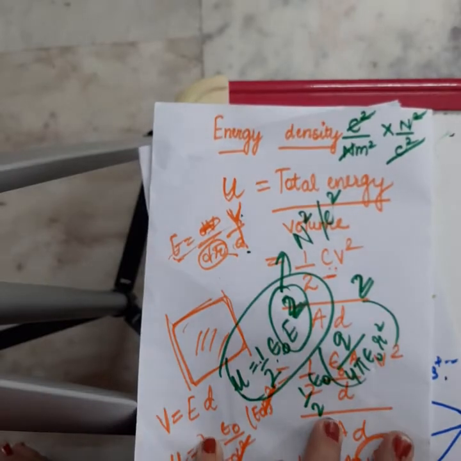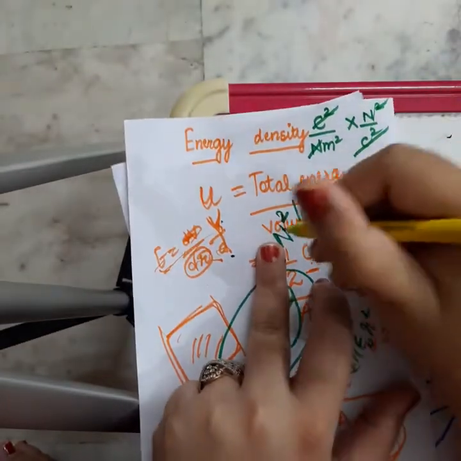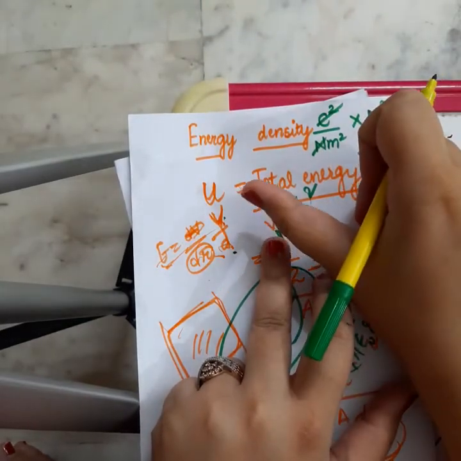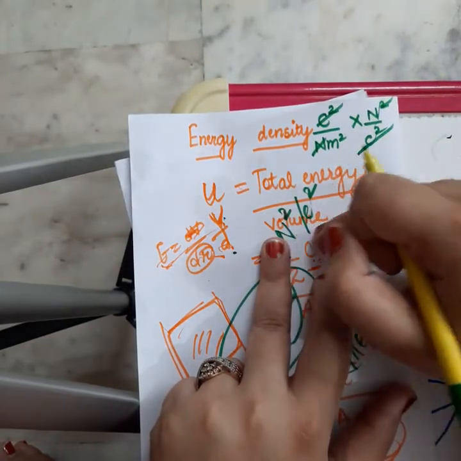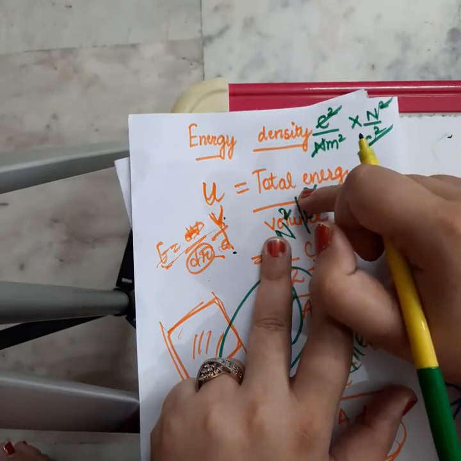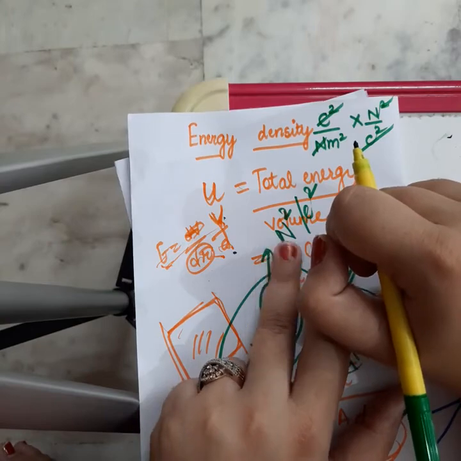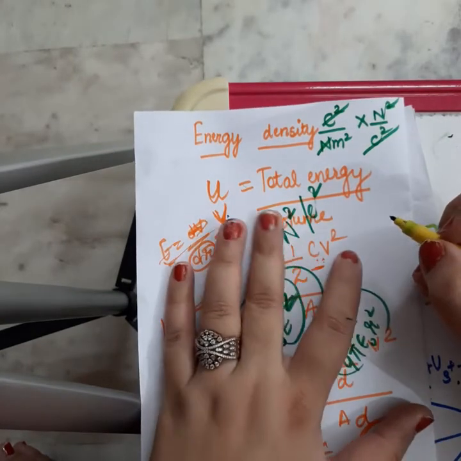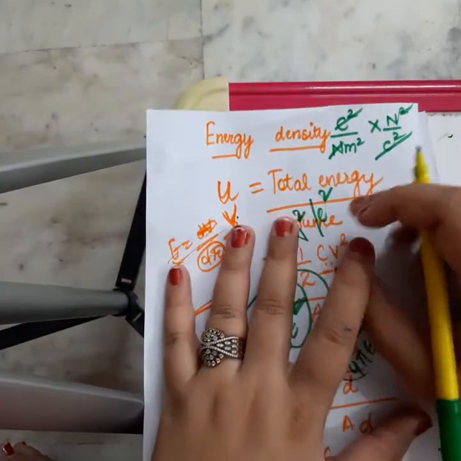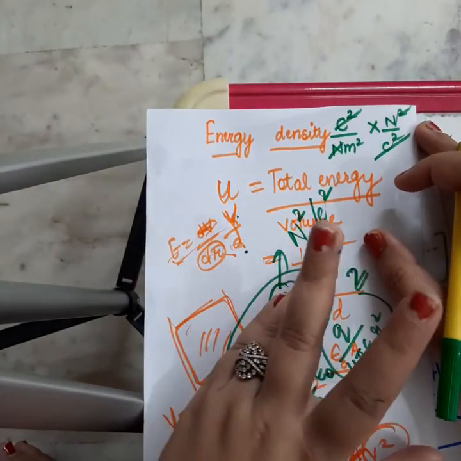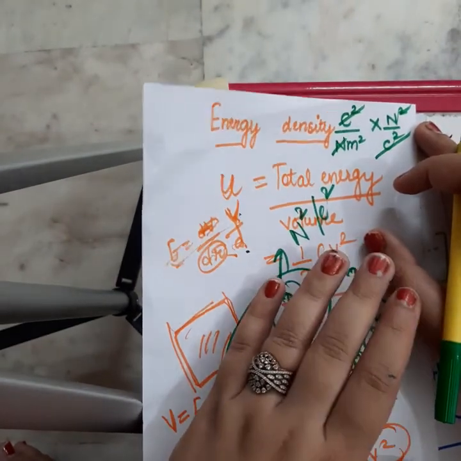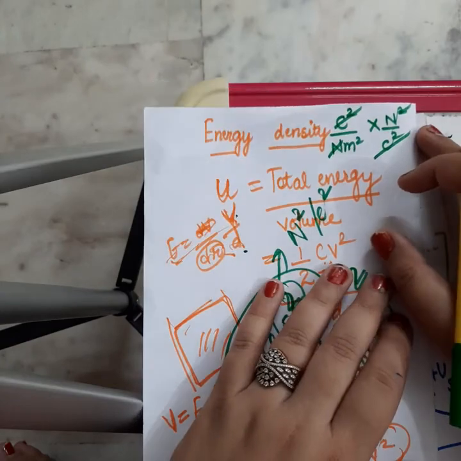Also, there is one more direct unit. Since we have total energy per unit volume, total energy is measured in joules and volume is measured in meter cube, so it will be joules per meter cube. This tells you that we are talking about energy in joules per unit volume, per meter cube. So this is energy density. Okay, thank you.